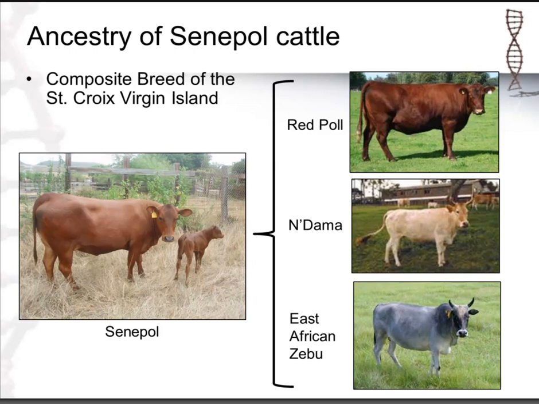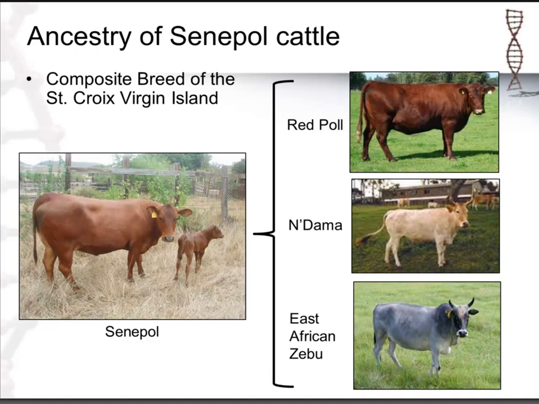So a little bit about why it was important to look at the ancestry of these animals. All of the tropical cattle breeds that we were looking at, and predominantly we had a larger sample size of Senepol cattle, are composite breeds. The Senepol was developed in St. Croix, Virgin Islands, and it's basically a composite of red poll and N'Dama, as well as, we found, particularly from the French study, East African Zebu, and they probably also had some mixture into the local Criollo cattle that were on the island to begin with.